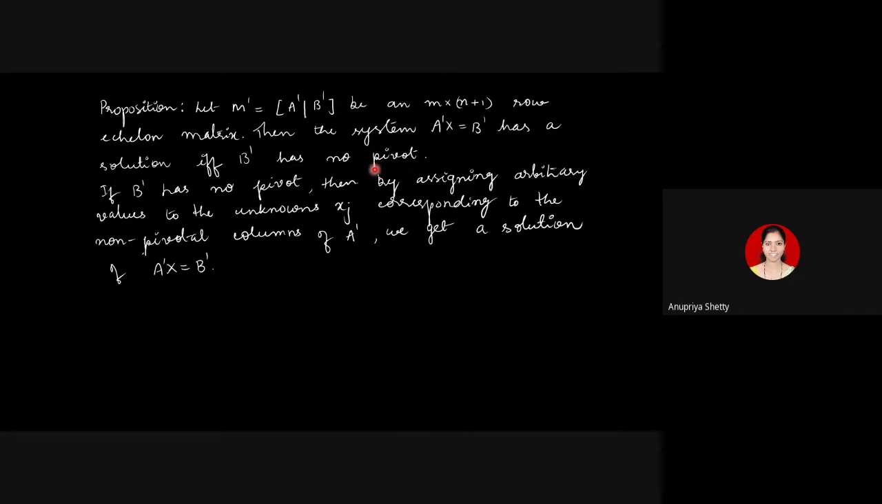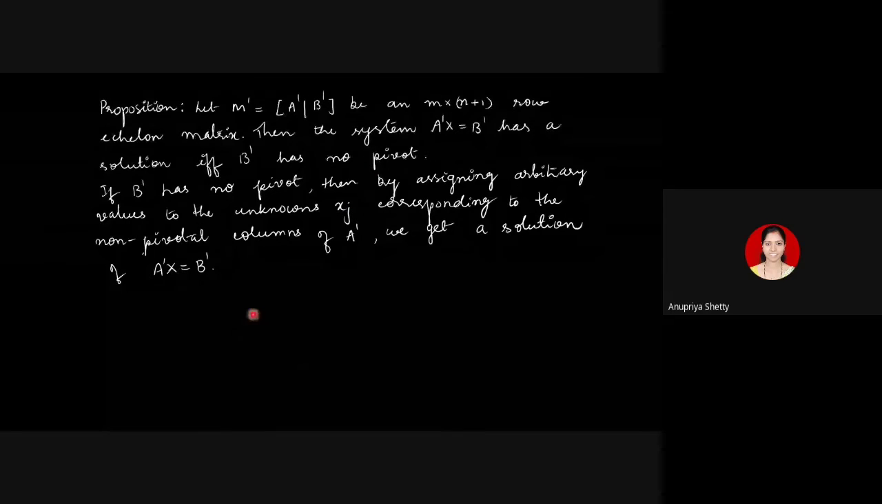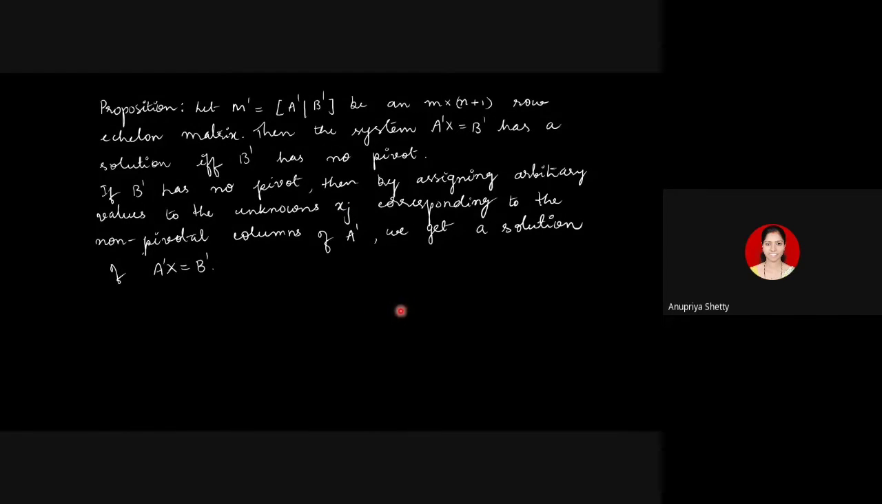Recall what a pivot is. In the row echelon form, if a row has only zeros, that's fine. But if any row of a matrix contains a non-zero entry, the first non-zero entry should always be 1. If it is not 1, you multiply by a suitable number and make it 1. So in each row, if a row is non-zero, the first non-zero entry is 1, which is called a pivot.